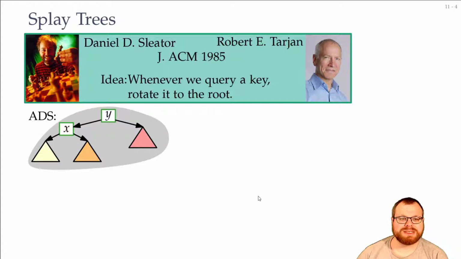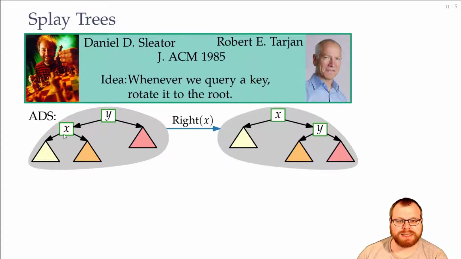If we have the following situation somewhere in the binary search tree and we want to move x up by one level, then we can do a right rotation around x. That means that we flip the position of x and y, and we take this orange tree and hang it onto y. Now x is one level higher and y is one level lower. In the same way, we can also do a left rotation around y to get from this situation to this one.